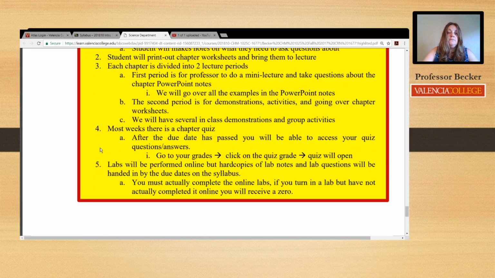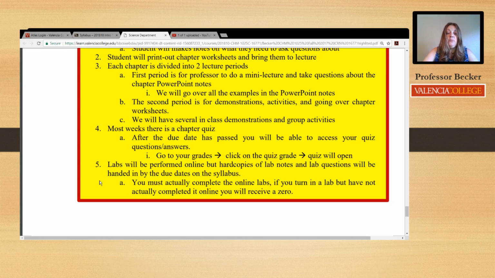Number 4, most weeks there is a chapter quiz. After the due date is passed, you will be able to access your quiz, the questions, the answers, and the right answer by going to your grades on Blackboard, click on the grade itself, and the quiz will open. Remember that the due date has to have passed for this to work.